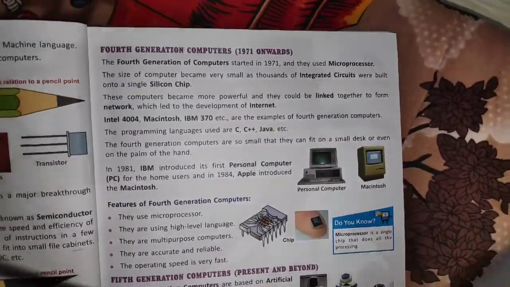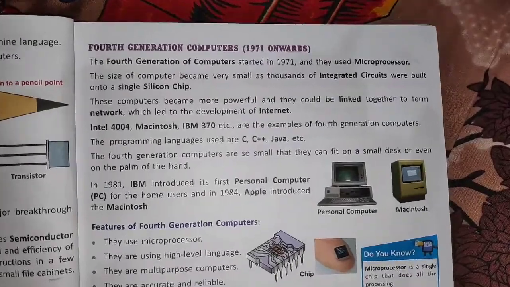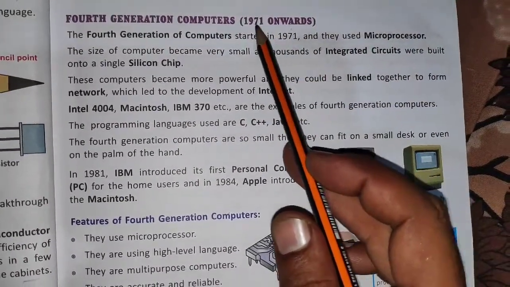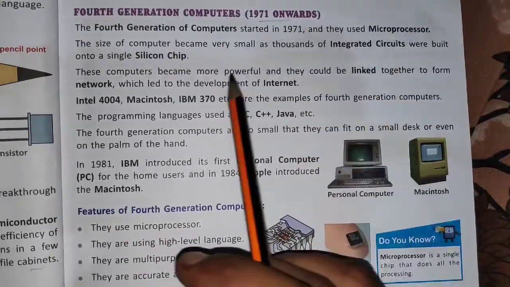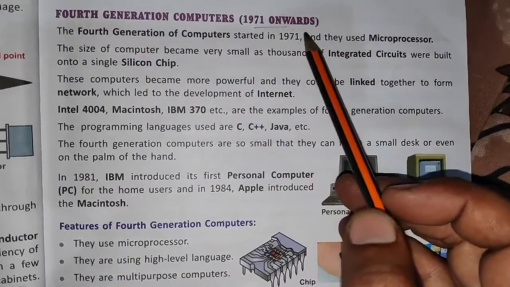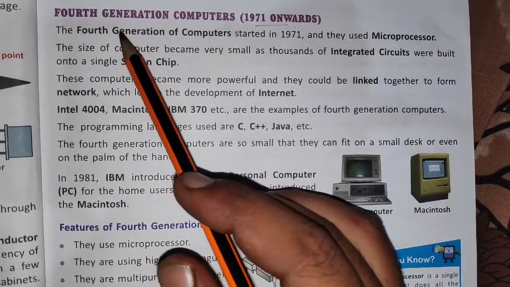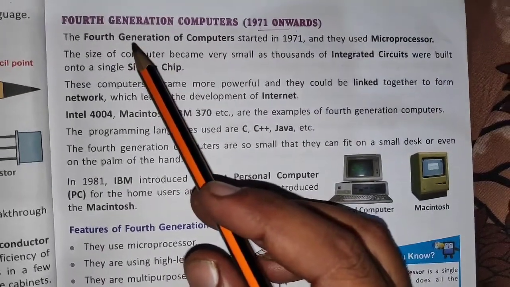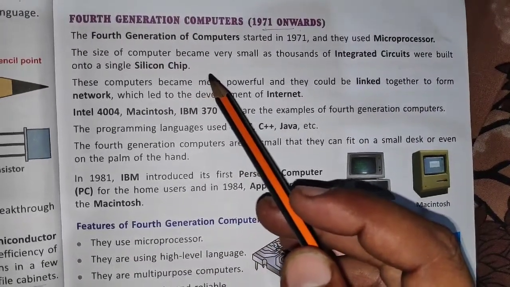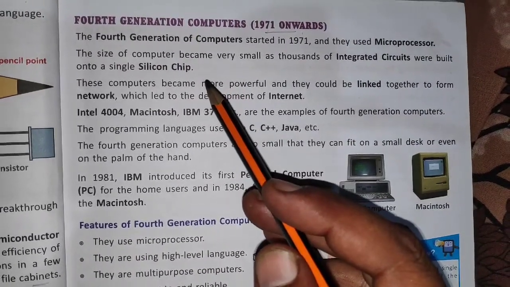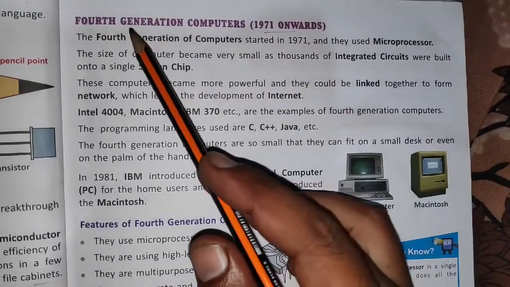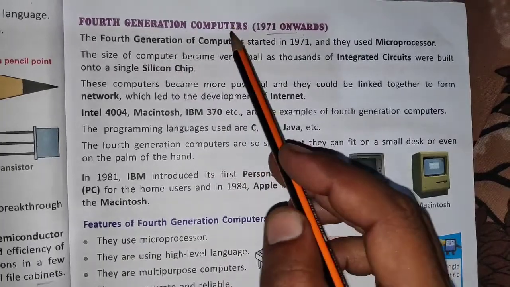Next we have the fourth generation of computers, 1971 onwards. So this is the time period. All the computers which were made after this time period were of the fourth generation. And even nowadays, the computers we are using, like personal computers, notebooks, and laptops, are all fourth generation computers.